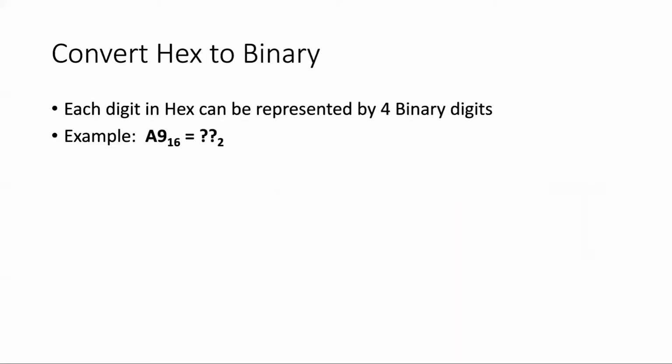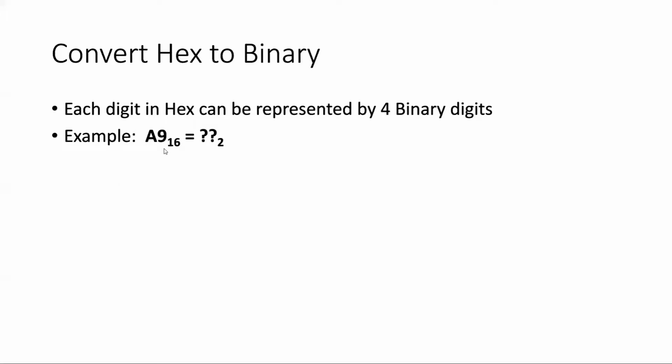It is easy to convert from hexadecimal, or hex, to binary. Each digit in hex can be represented by 4 binary digits, because binary is base 2 and hex is base 16, and 16 is 2 to the 4. So each digit here corresponds to 4 digits there. Let's see a small example.